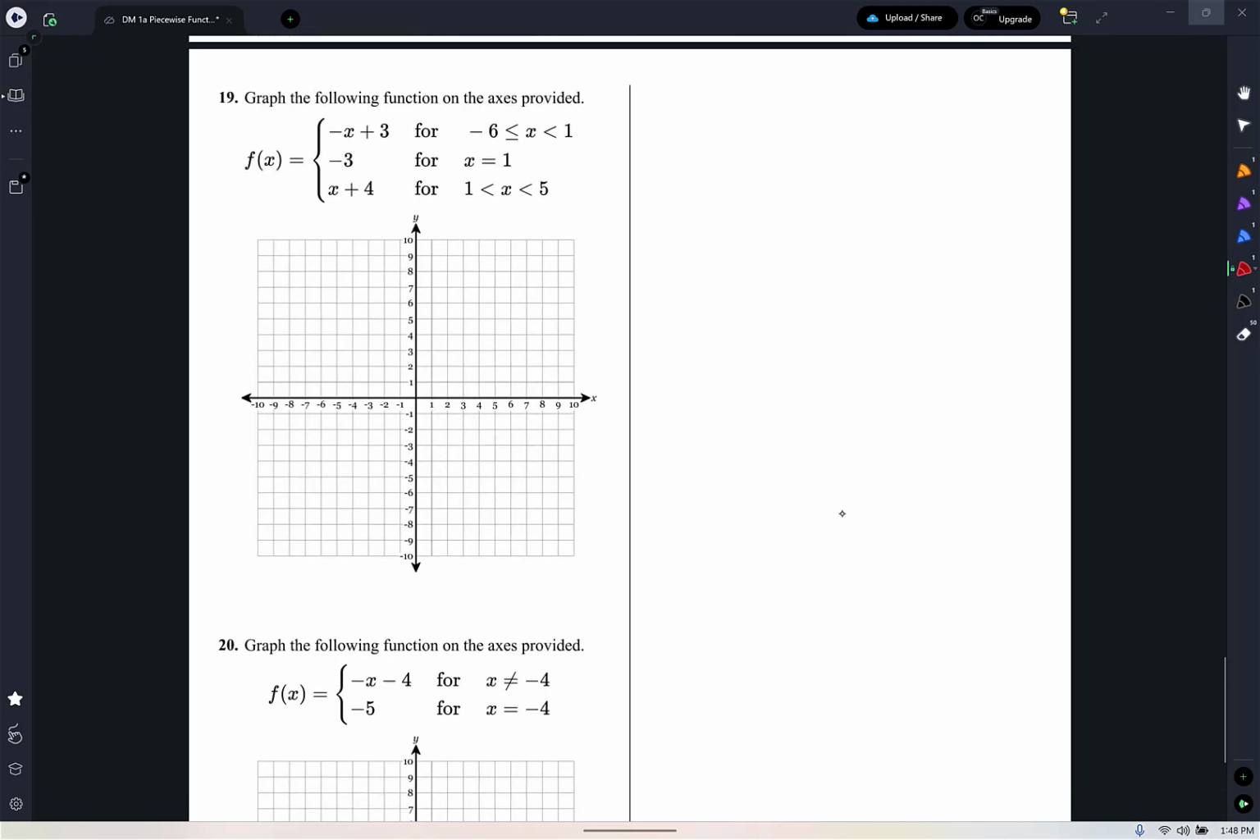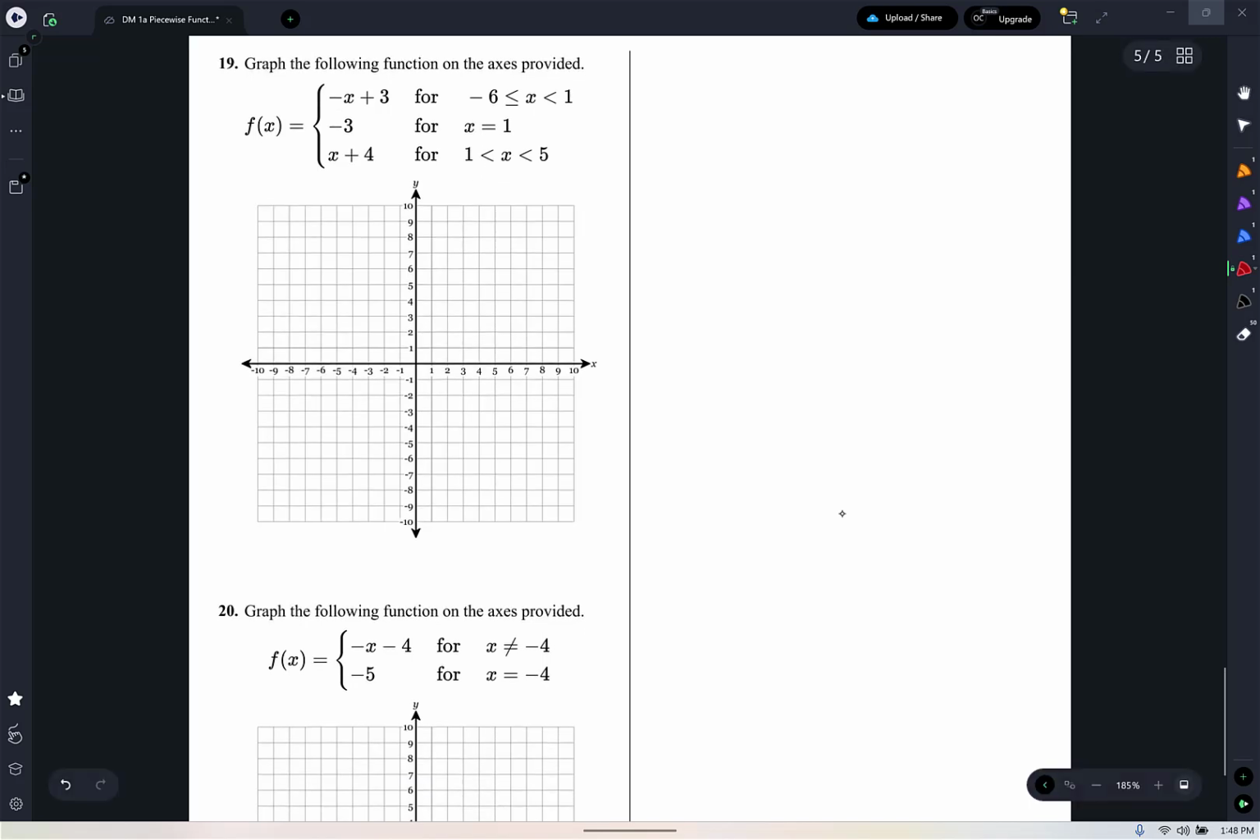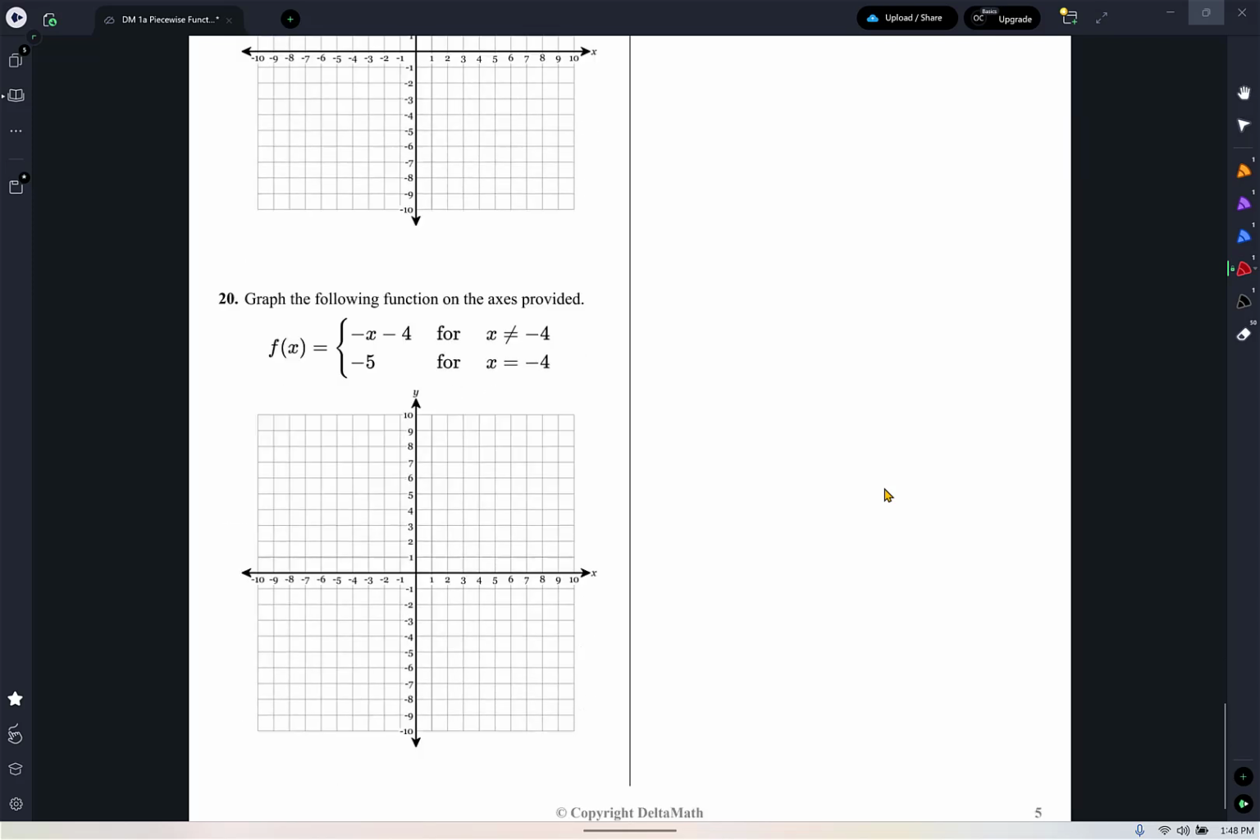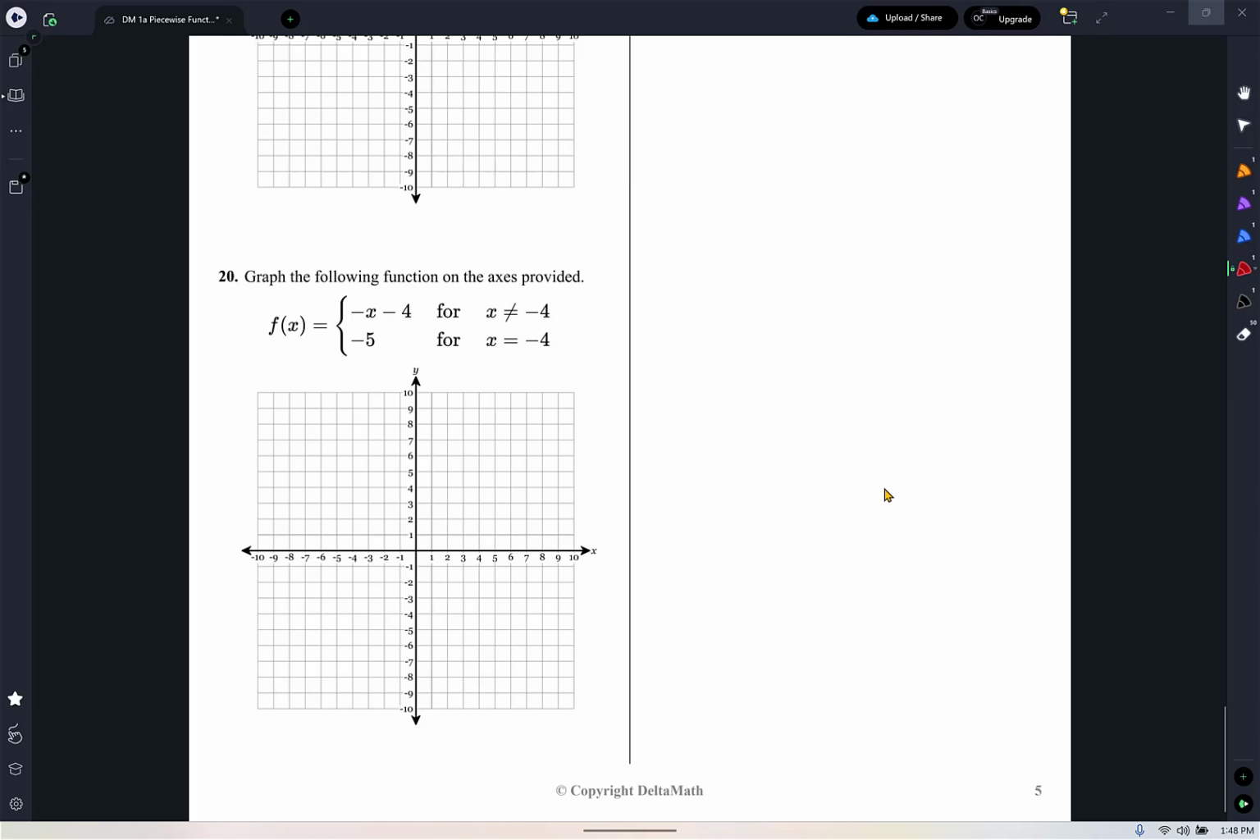Let's do one more. You guys choose 19 or 20. That way you can go right into delta so you guys can see what's up. Yeah, 20? Okay, number 20. So what this says, put it in words.